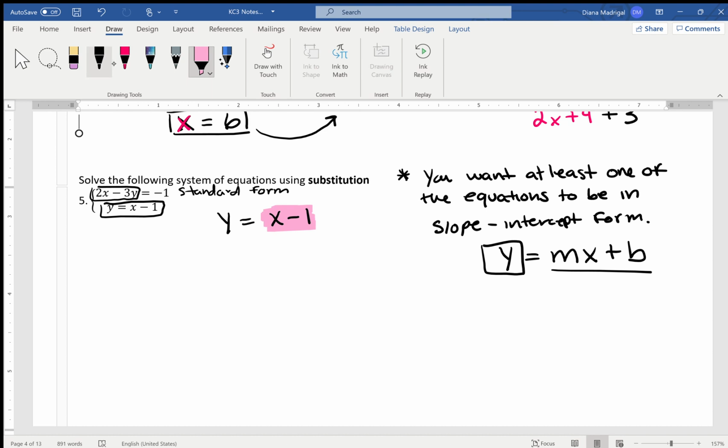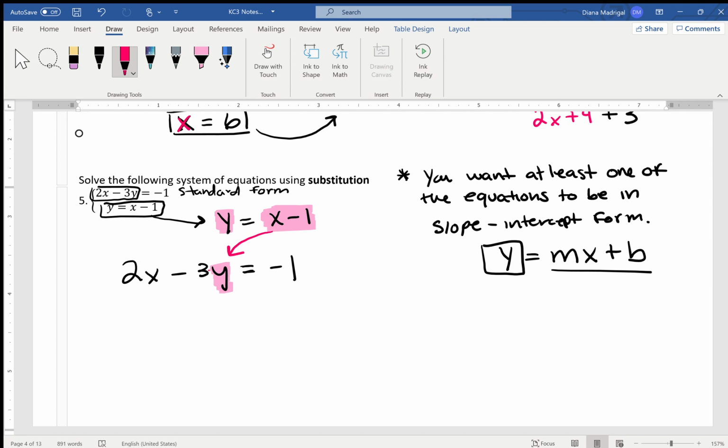So we are going to use the standard form, so 2x minus 3y equals negative 1, to plug in the second equation. The second equation again is right here. So wherever you see the y, you're going to plug in x minus 1. 2x minus 3y. I see y right here, so instead of writing y, I'm going to plug in this. And every time you plug in, don't forget that you're multiplying, okay?